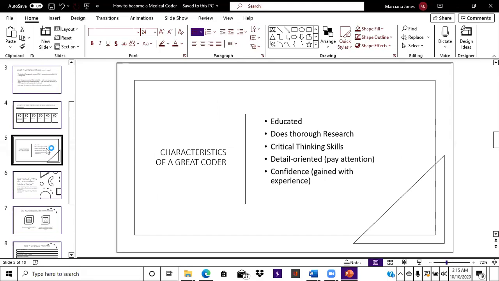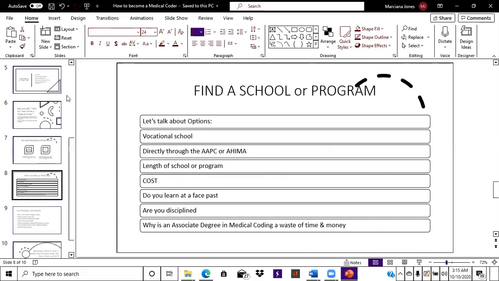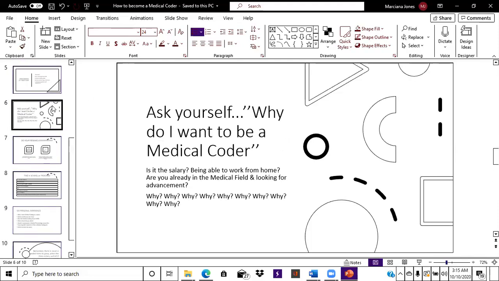And that confidence comes with being educated, which is doing your research and going to webinars and seminars and things like that. That's going to keep you abreast of what's changing in the coder world. So one of the first things you want to ask yourself is, why do I want to become a medical coder?